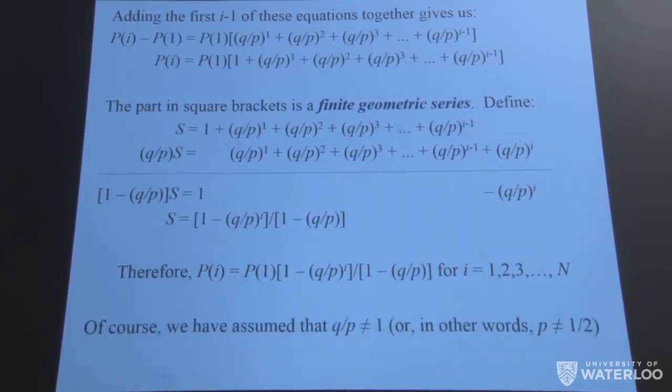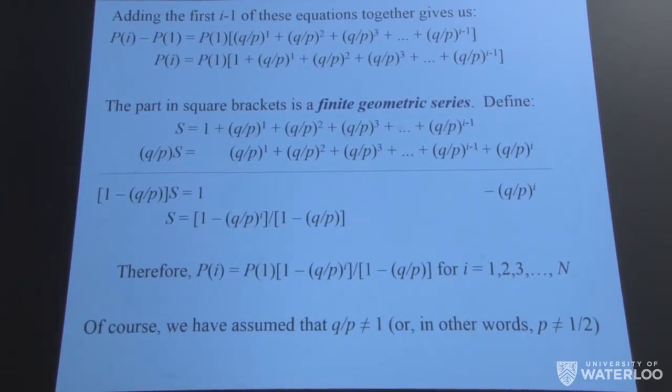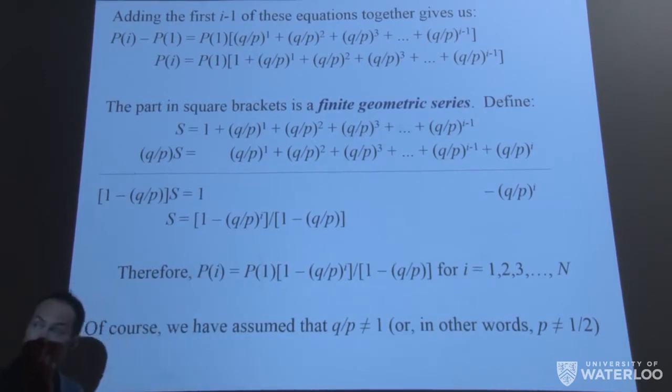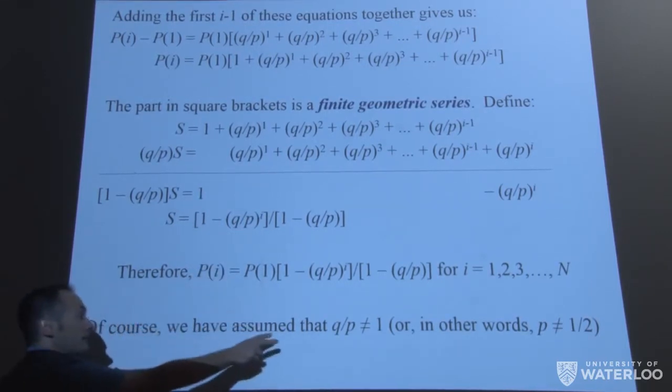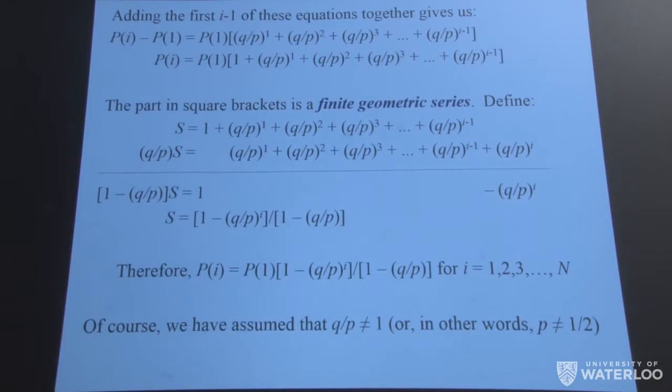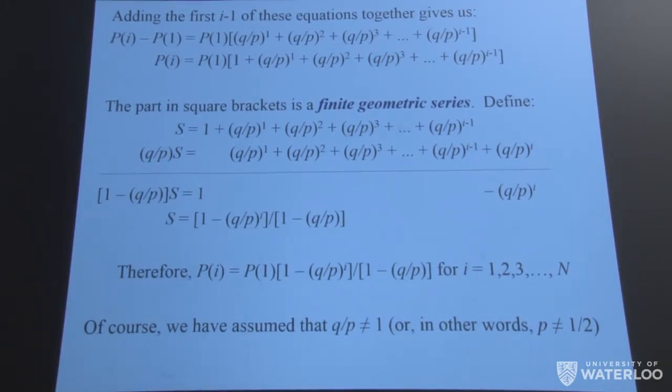Now, one thing that I failed to mention here, but I'm going to, for purposes of completeness, is that in order to use this formula or this method, I've assumed, obviously, that I'm not dividing by 0. So q over p must not be equal to 1, which is just another way of saying that I'm assuming p can't be 50%.